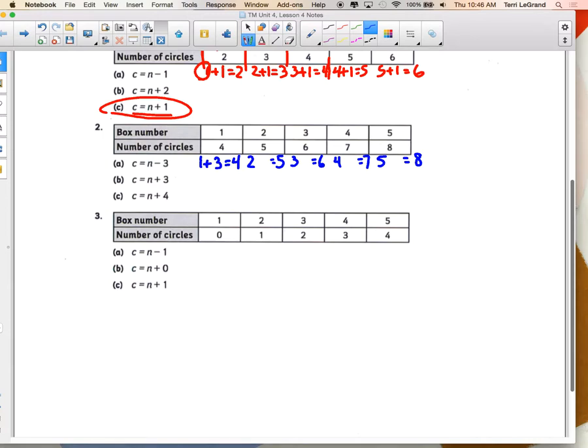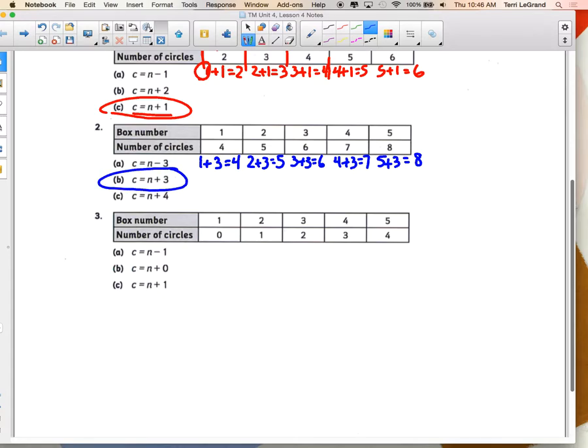Well, it looks like it works for the first one. That does work for the second. Works for the third box. Works for the fourth box. And it works for the fifth box. So what's our algebraic pattern? C equals N plus 3.